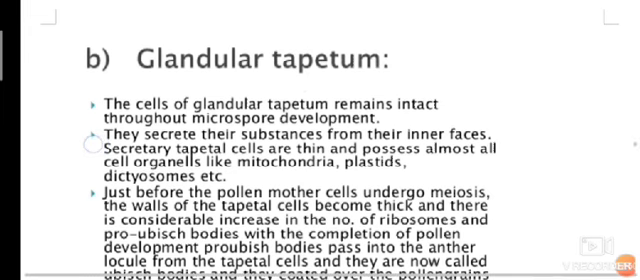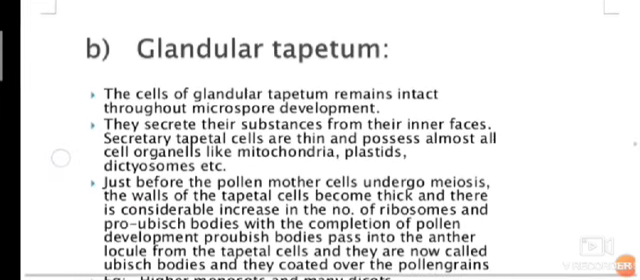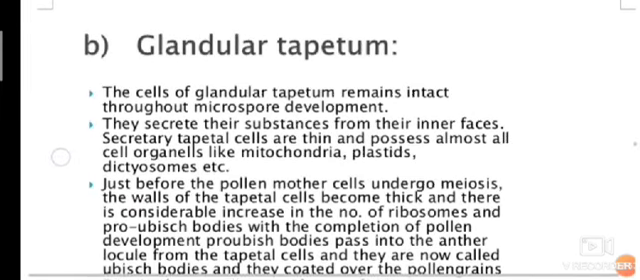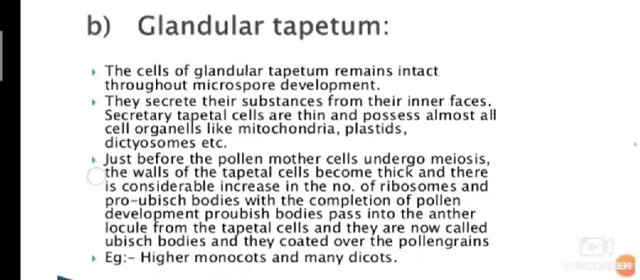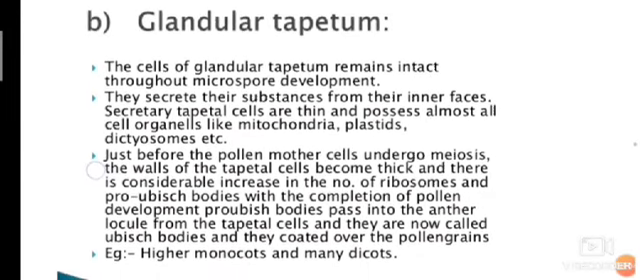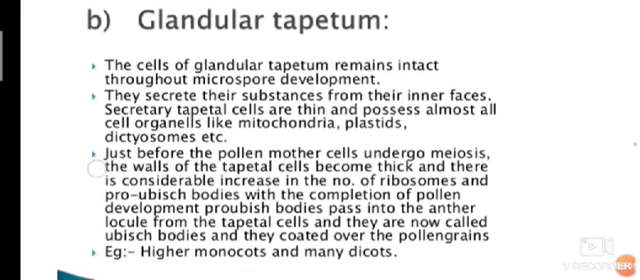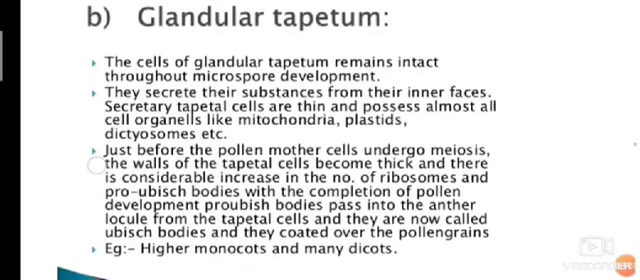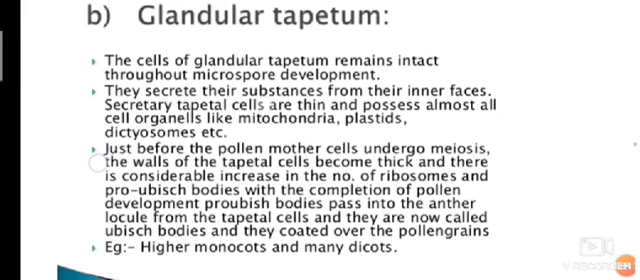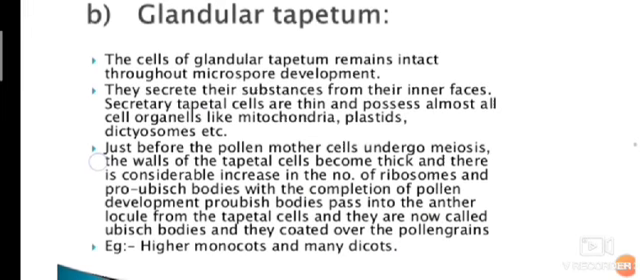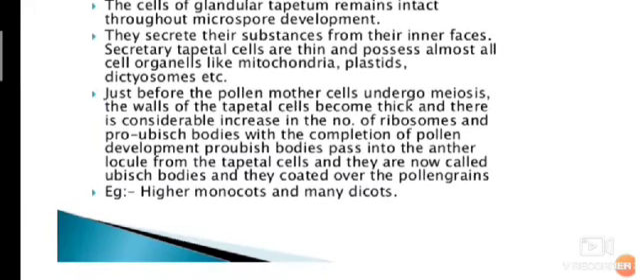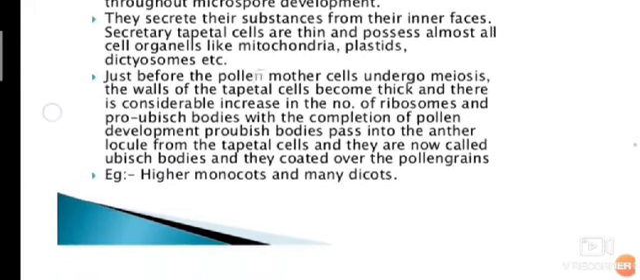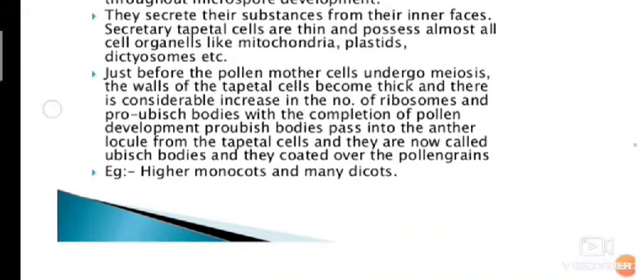And the other one is glandular tapetum. The cells of glandular tapetum remain intact throughout microspore development. They secrete their substance from their inner face. Secretory tapetal cells are thin and possess almost all cell organelles like mitochondria, plastids, dictyosomes, etc.